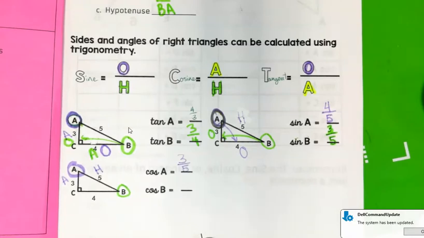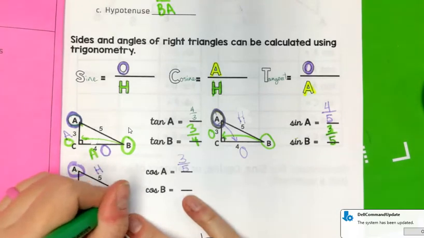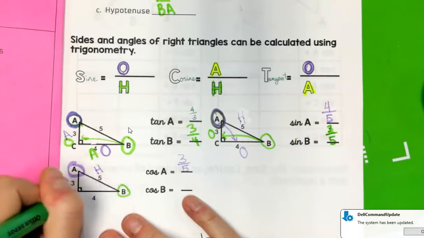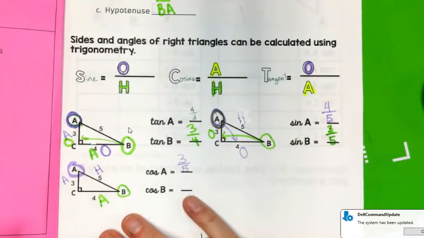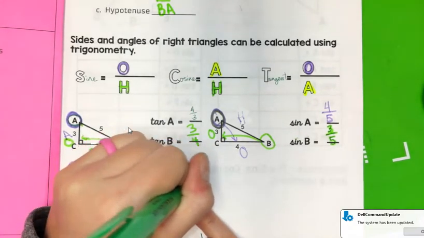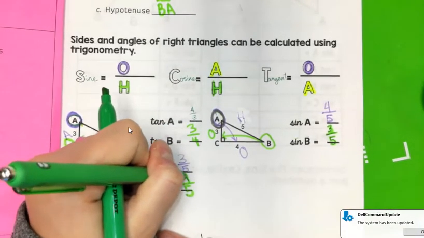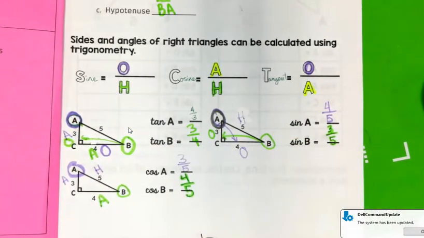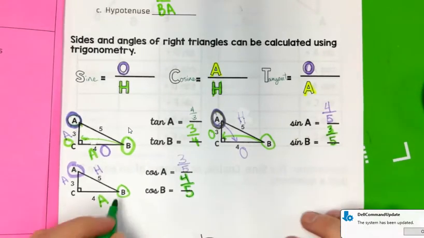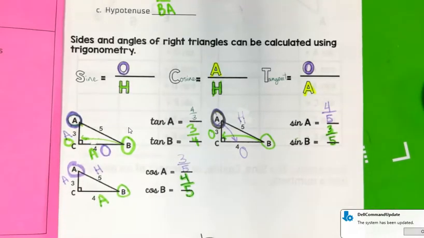Next, we have cosine of B. B is right here, and next to it, it's going to be this leg, so not your hypotenuse, but the one right next to it. That is 4 over 5. It's kind of hard to tell because highlighters are hard to draw or write on. But that's how you solve for those. Okay? Remember, adjacent is next to. The opposite is on the opposite side of the triangle. All right, next page.